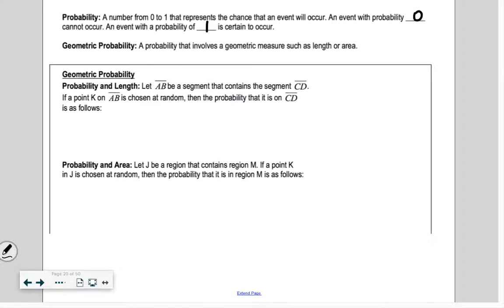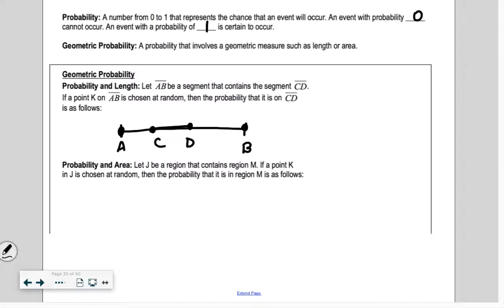So geometric probability is probability that involves some kind of geometric measure. It could be a distance, an area, a volume, whatever. If we talk about probability with length, this is kind of a weird drawing. I didn't draw it on here for you, but it says let AB be a segment that contains the segment CD between it. If K is a point chosen randomly to fall anywhere on A to B.